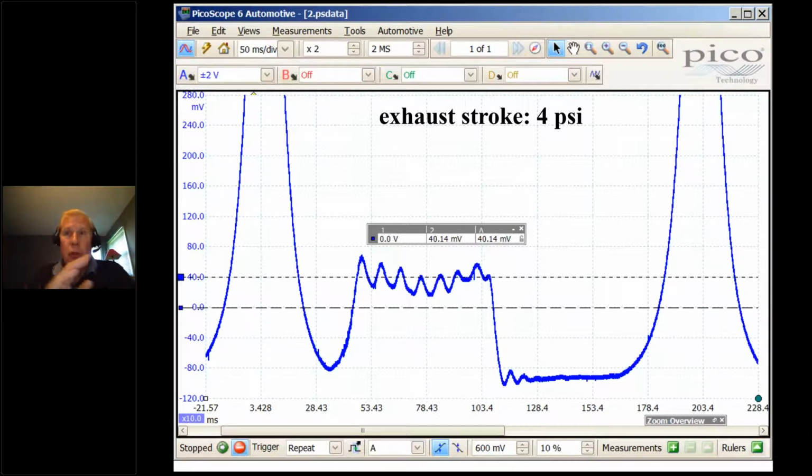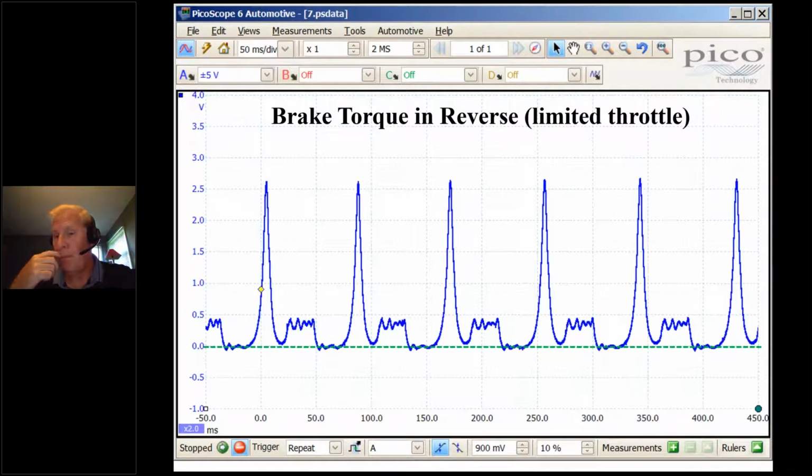So just to make that point, on this same engine, I'm going to do a brake torque in reverse. Now on this Ford engine, when I do a brake torque in reverse, and I always do them aggressively, I put the accelerator pedal to the floor, because there's no vehicle speed, the PCM is not going to let me do what I want. So the PCM is going to open the throttle blade further, but it's not going to open it all the way. That's what I mean by limited throttle.